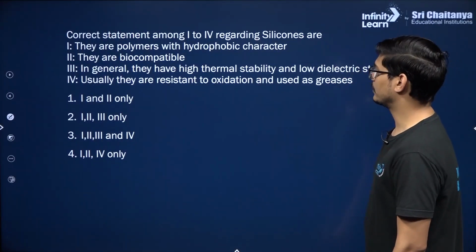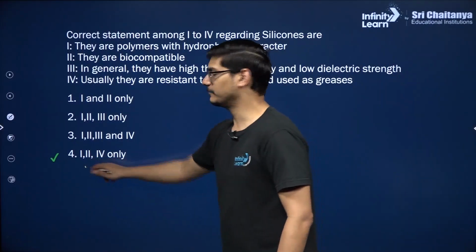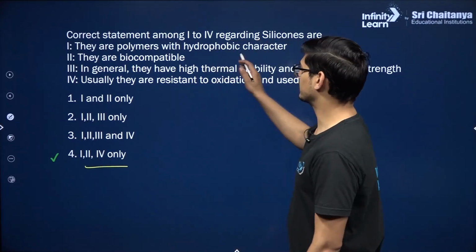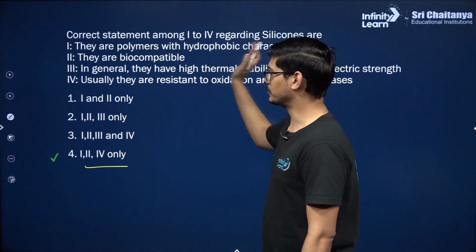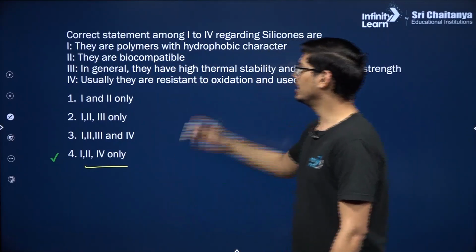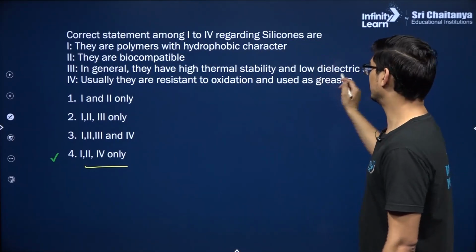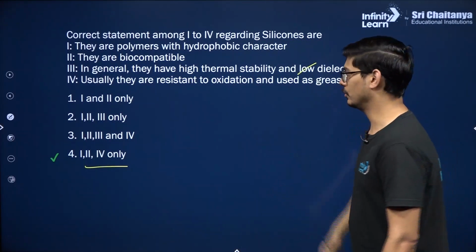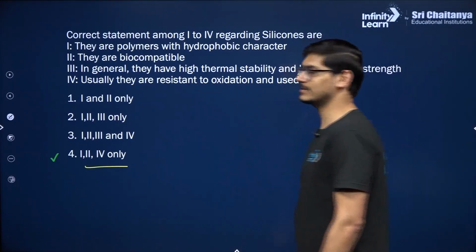Correct statements about silicones: 1 to 4. First, second and fourth are correct, right? The polymers with hydrophobic character, yes, because of the alkyl groups on the surface, they are biocompatible. True. In general, they have high thermal stability. Correct. High dielectric constant, not low. Okay? They are resistant to oxidation and used as greases.